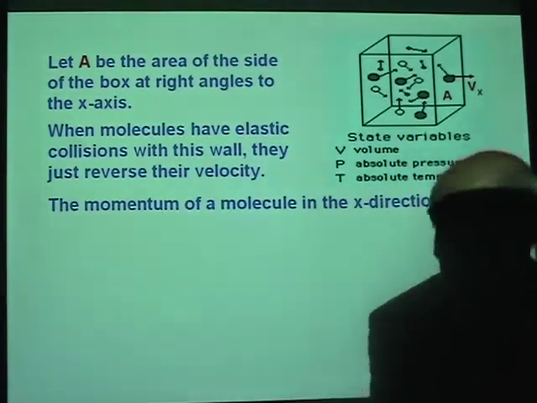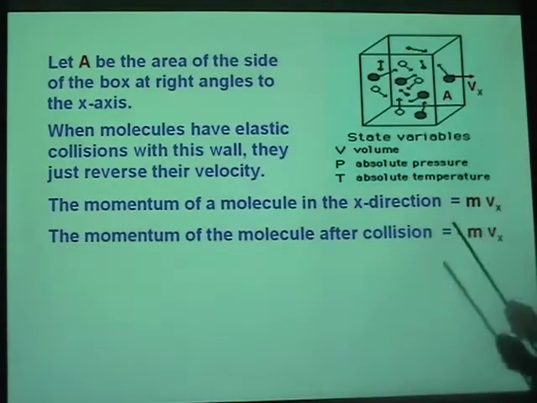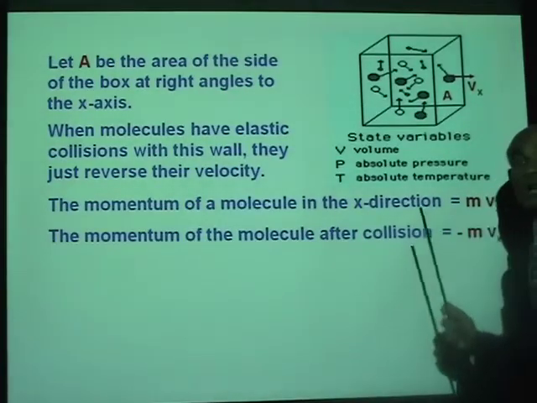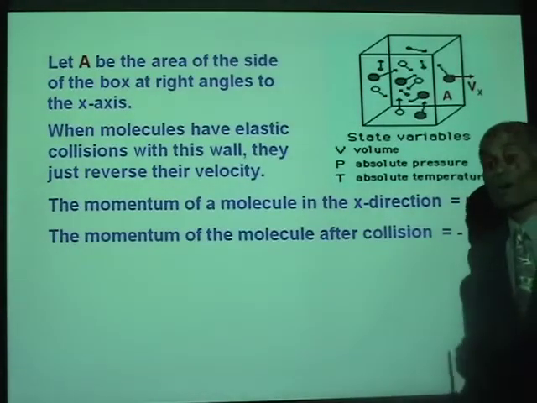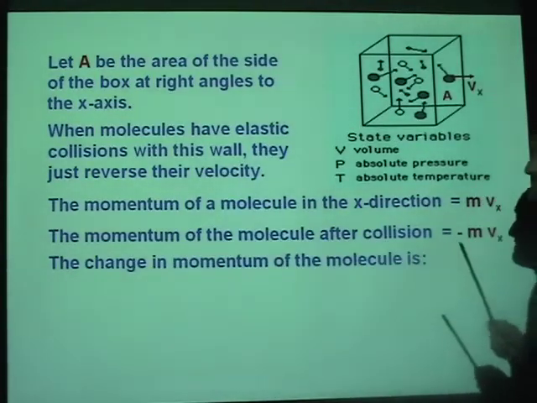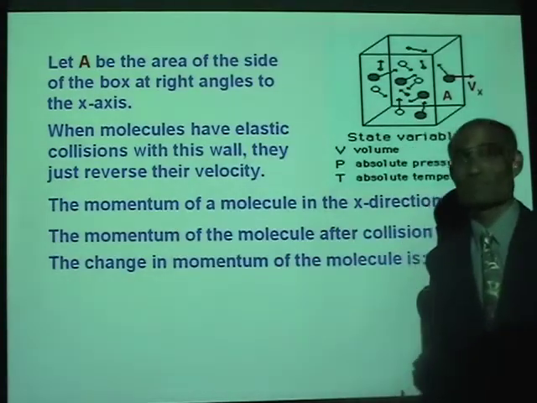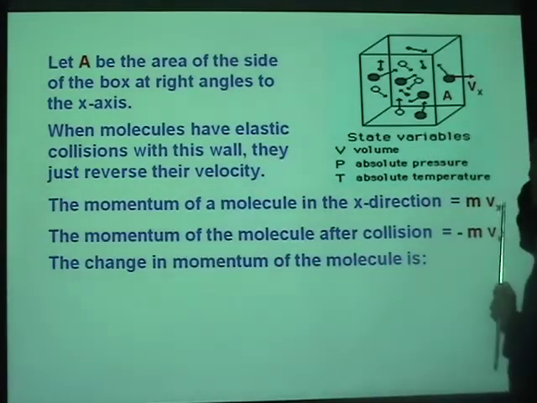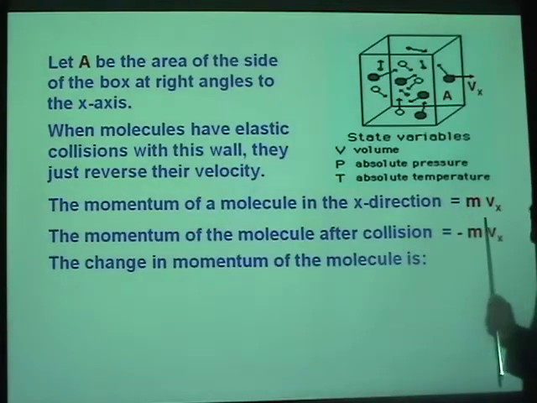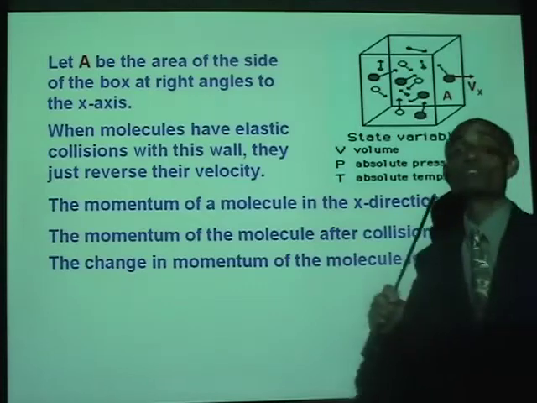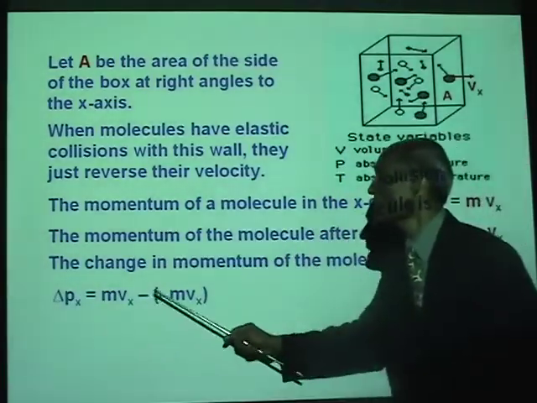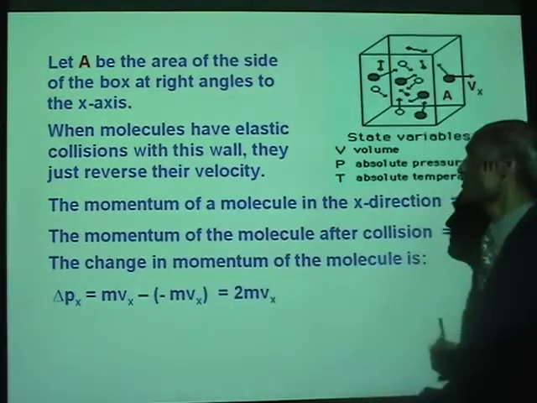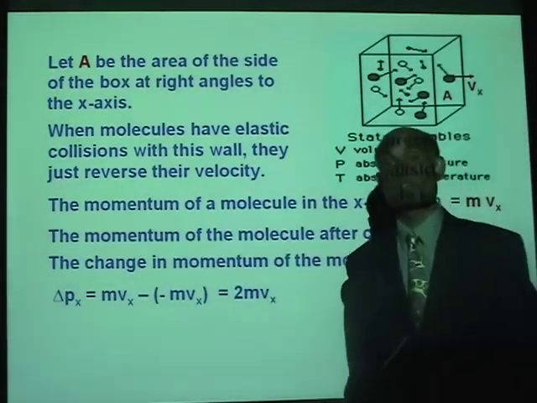Now, will it be negative mvx? That's right. The momentum of the molecule after collision will be negative mvx. Now tell me, what is the change in momentum? Be careful here. Change in momentum is mvx minus negative mvx. When you subtract a negative, it becomes positive. So mvx minus negative mvx is 2mvx.